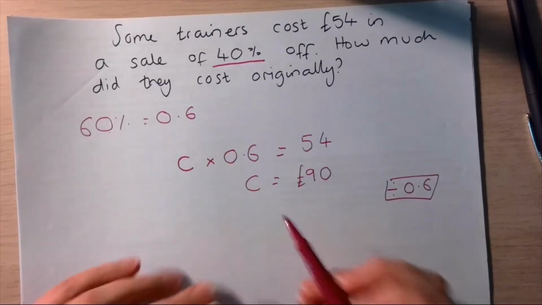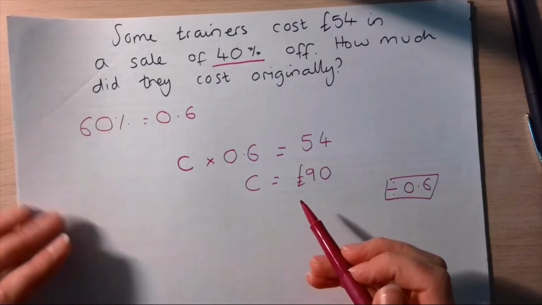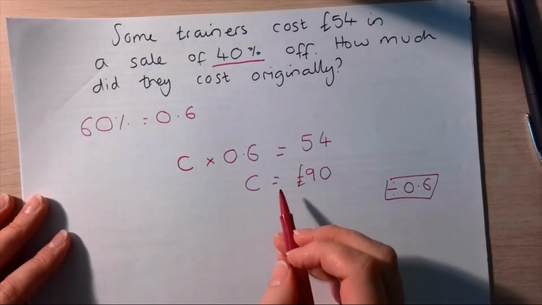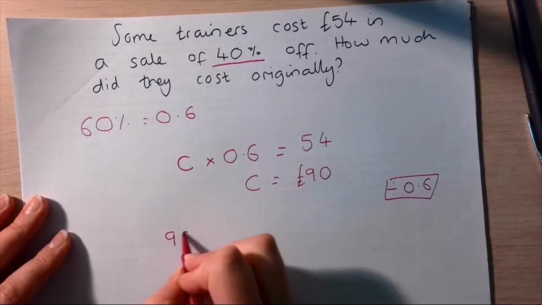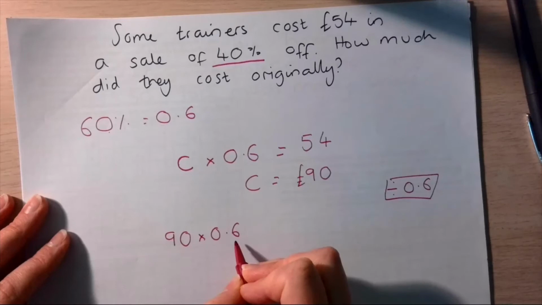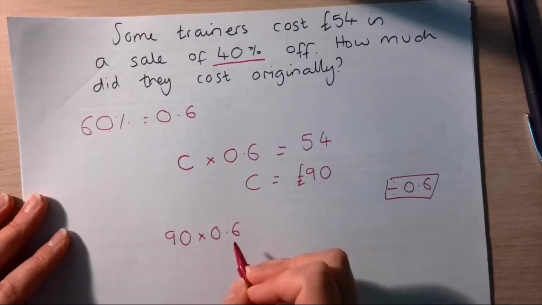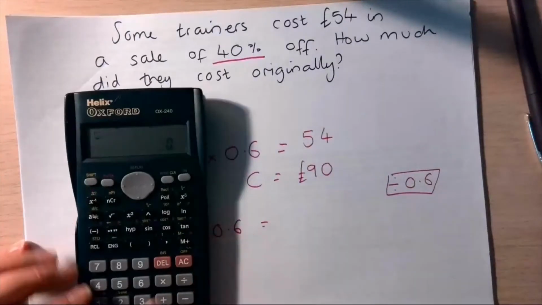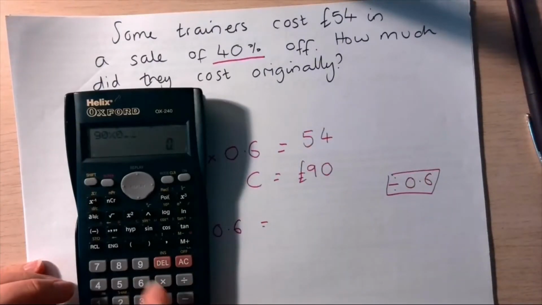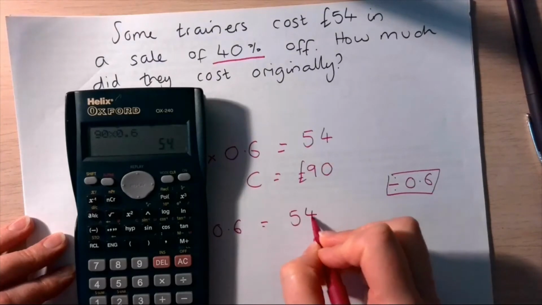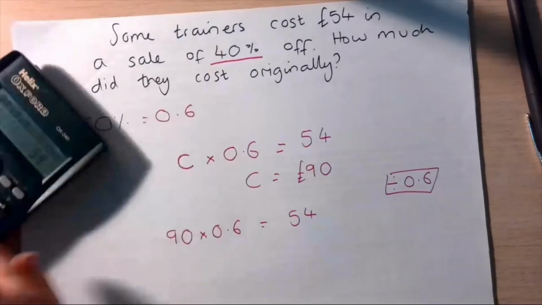And the nice thing about these, you can check it. Okay, you can check this works. If you were going to take 40% off £90, we would do 90 multiplied by 0.6, because that's our multiplier for 40% off, because it's 60% on. And on the calculator we can just check it works. 90 multiplied by 0.6, and we get 54. So that's just a really nice way to check you've got the right answer.